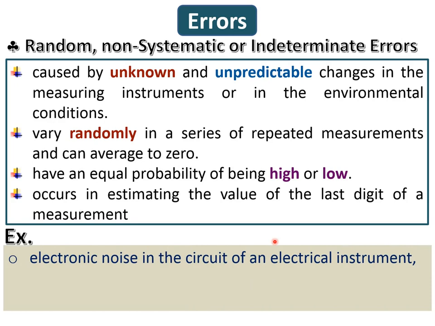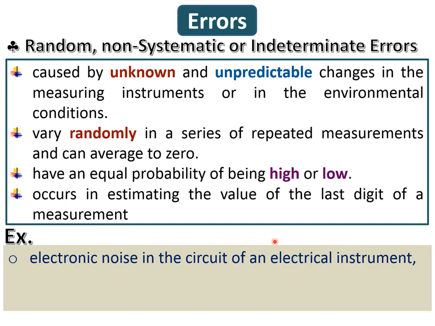Sometimes when you measure with some instruments, something happens, and you cannot even understand what happened. Something that the machine is not reading as expected. Okay, so maybe something like this, some noise in the circuit, some heat dissipation. All of this can result in a random error.